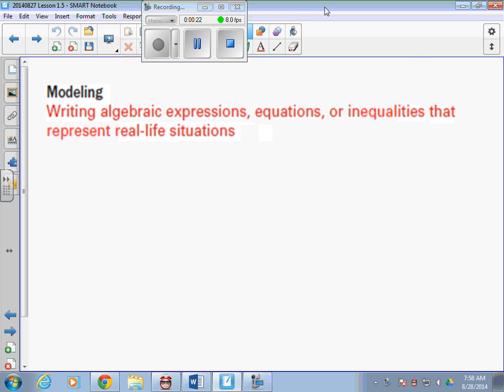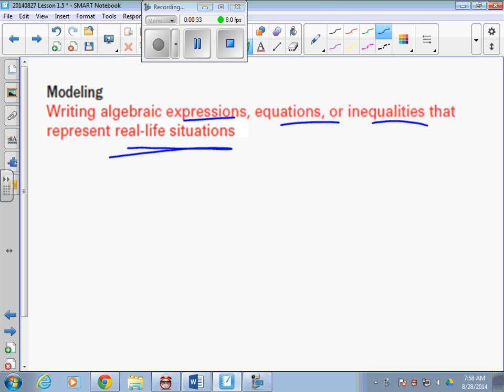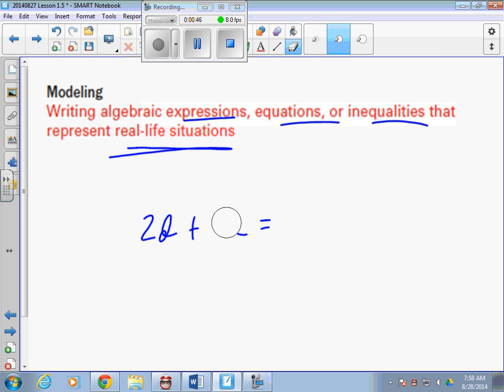First definition is of modeling: writing an algebraic expression, equation, or inequalities to represent real-life situations. This is the most important part right here. So 2 dogs plus 2 cats equals 4 animals. Not 2D plus 4C, that ain't what I said. 2D plus 2C equals 4A. That is a model of what I just said.